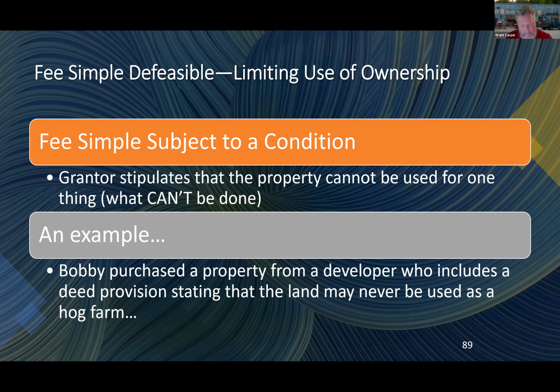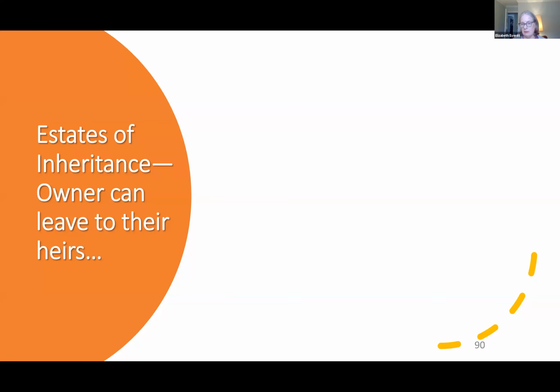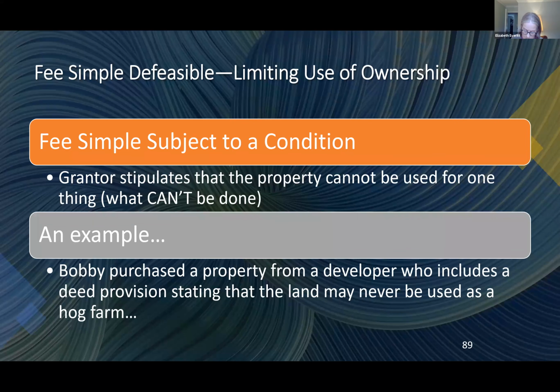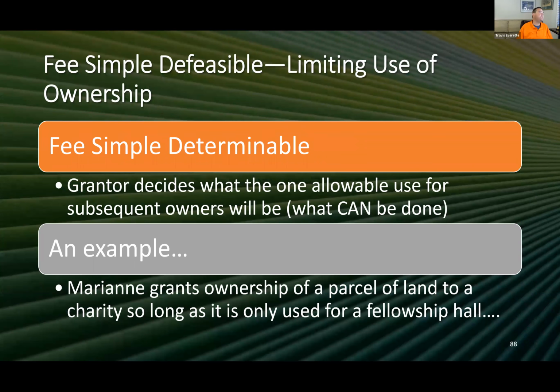Yep, got it. So wait, one second, Trav, sorry, I couldn't find my button. So fee simple subject to a condition is an example of a fee simple defeasible title? They are both fee simple defeasible. Fee simple determinable and fee simple subject to a condition are examples of fee simple defeasible. Oh, because they're telling you what to do with the property. That's correct. Anytime the grantor is placing a restriction based on use, that is called fee simple defeasible. And then there are two categories of fee simple defeasible.